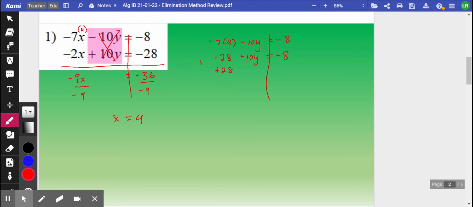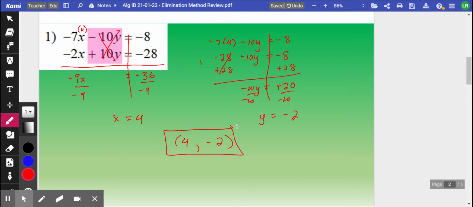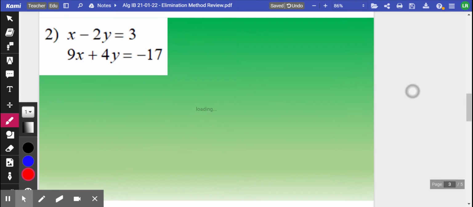So plus 28 on both sides. I get negative 10y equals, oops, that's positive 20. Divide both sides by negative 10, and y is negative 2. X, y. Make sure you put them in the correct order. Go ahead and pause the video and do number 2.